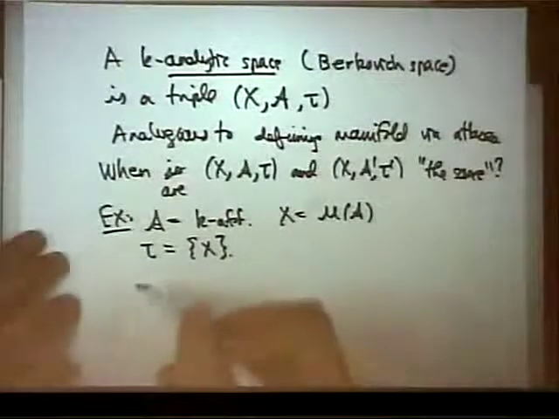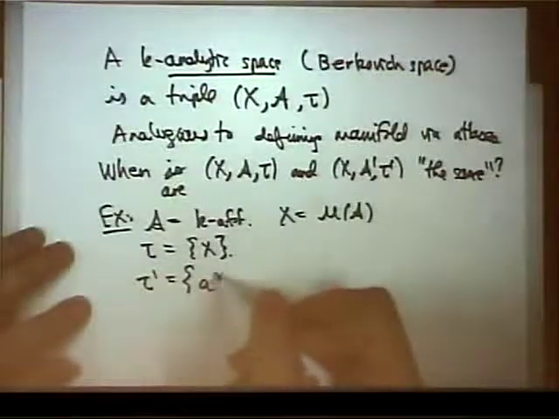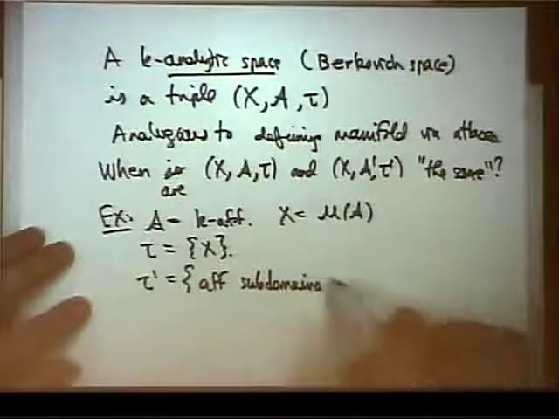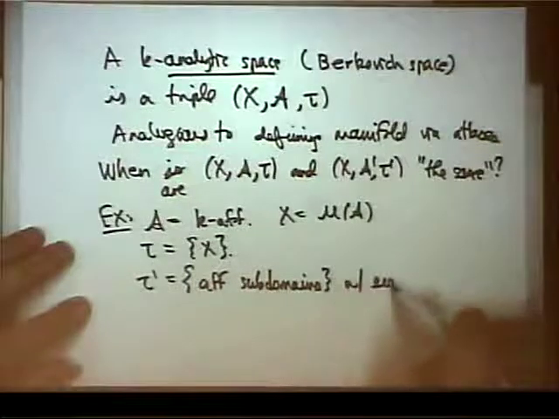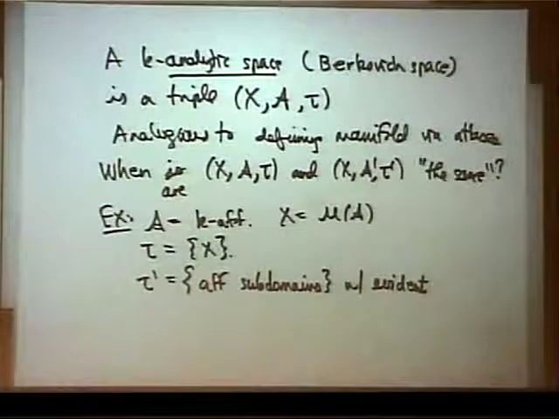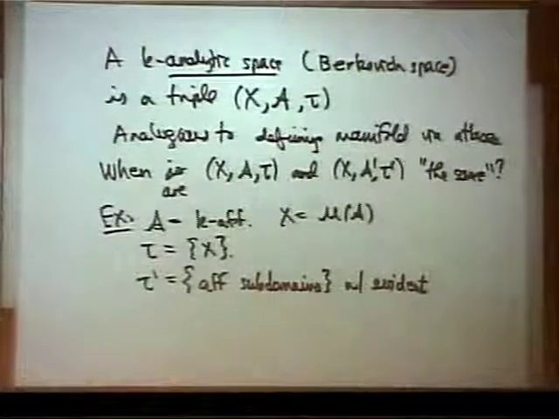But on the other hand, what if you consider instead tau prime to be the collection of all the aphanoid subdomains, with the evident? Oh, okay, so now we have a notational disaster. So let me put a little dot down here.